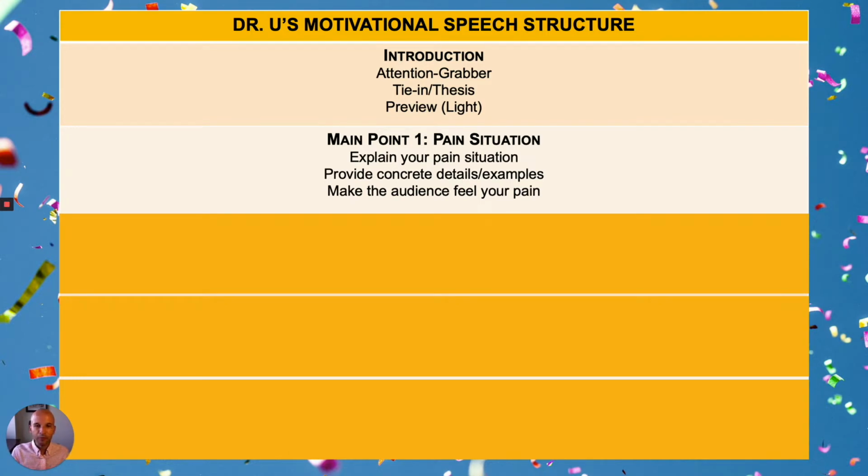So in main point 1, you're going to talk about the pain situation. Explain the pain that you were in. Give us details. You want to use very vivid language to do that, and I'll talk about how to do that later in the presentation. But make the audience feel your pain. You want to bring the audience down at the beginning of a motivational speech. What you just don't want to do is keep them down throughout the speech and then never come back up. But you definitely want to bring them down so there's that contrast. So make them feel your pain.